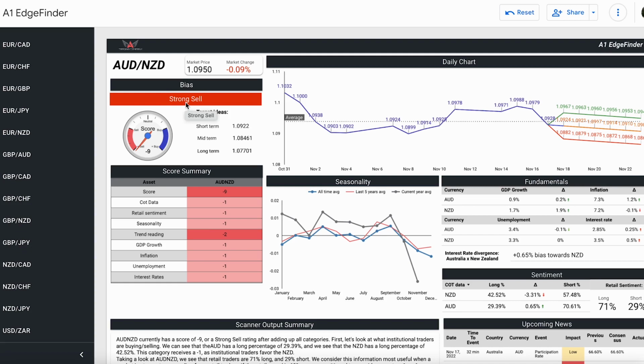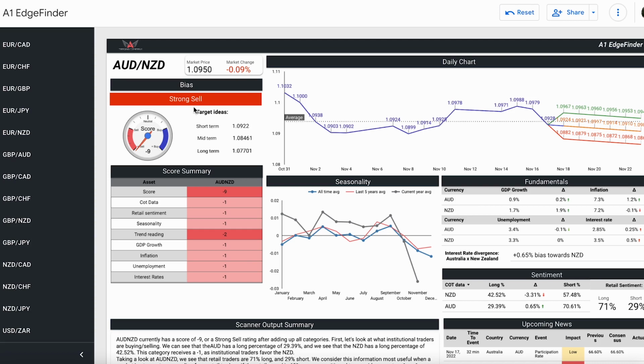Now remember, you can't just solely go off what the EdgeFinder tells you, because going into tomorrow, this might have a little bit of a move to the upside. That doesn't mean that it's not still bearish. What if the technicals are lining up with the fundamentals? That is a good sign that this market is trending one way or another.